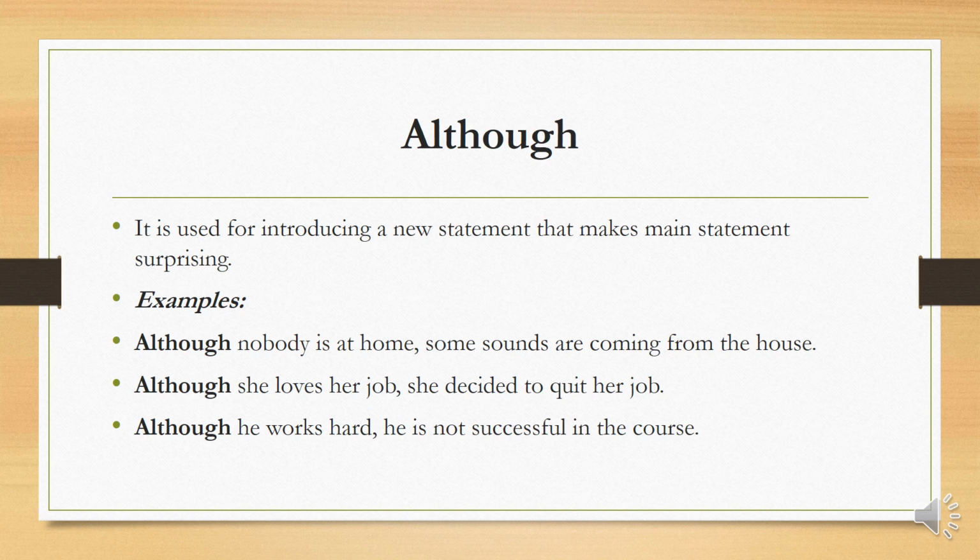Although is used for introducing a new statement that makes the main statement surprising. For example, although nobody is at home, some sounds are coming from the house. Although she loves her job, she decided to quit her job. Although he works hard, he isn't successful in the course.